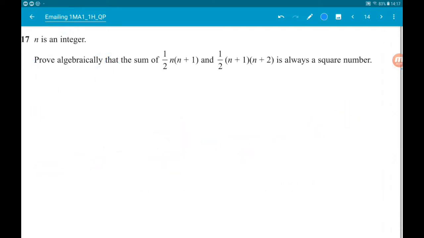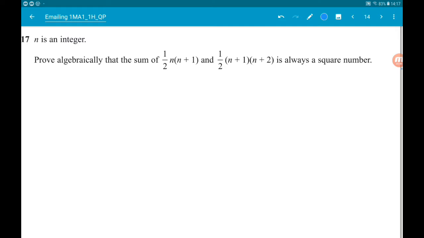Okay, number 17 is some algebraic proof. So I have a playlist, you know where it is. So n is an integer, so a whole number. We want to prove algebraically that the sum of 1/2 n times n add 1 and 1/2 n add 1 times n add 2 is always a square number. Now it's only 2 marks, which I think at GCSE is pretty stingy, but there we go.